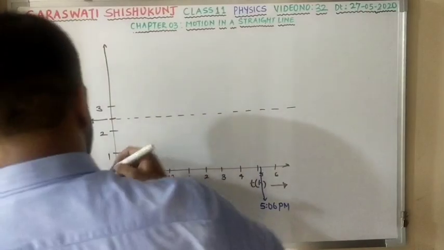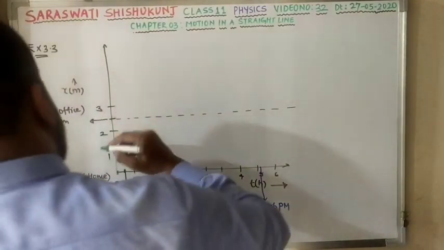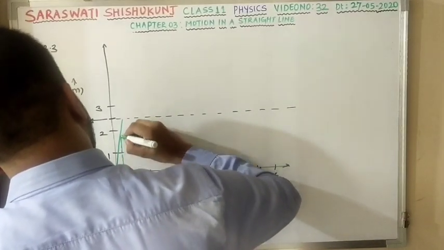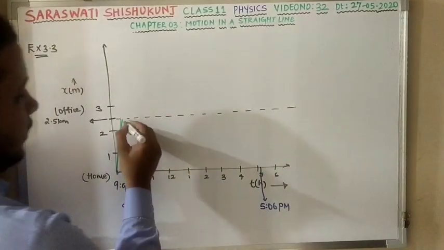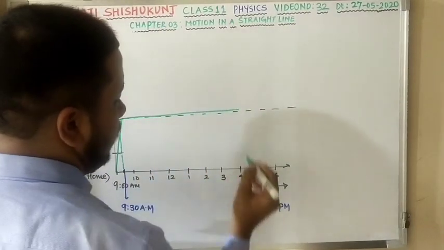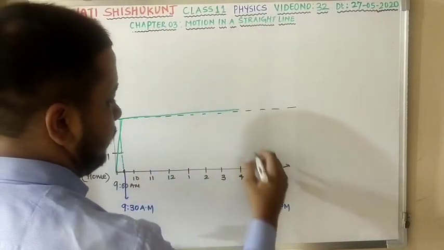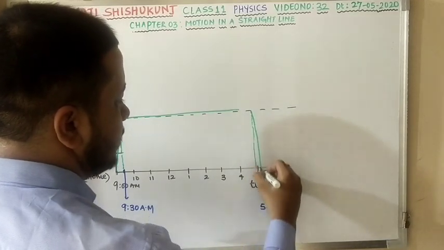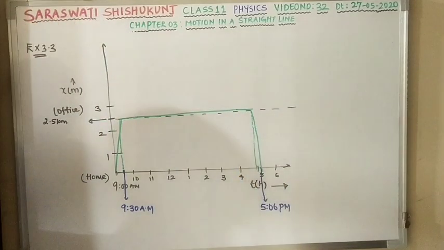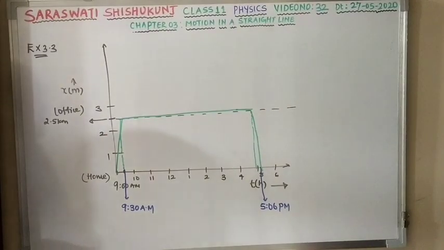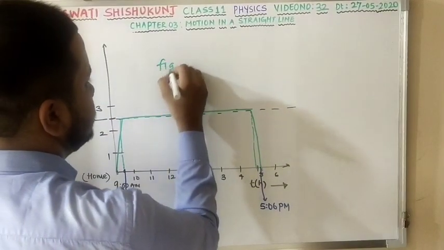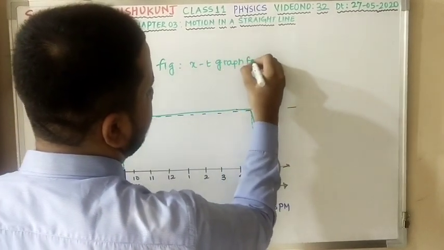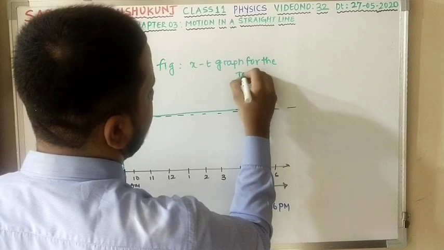So I can state that she starts her journey from 9 and reaches the office at 9:30. She stays in the office up to 5. Then after 5, she starts returning back home and she reaches home at 5:06. So this is the nature of your x-t graph for the journey.